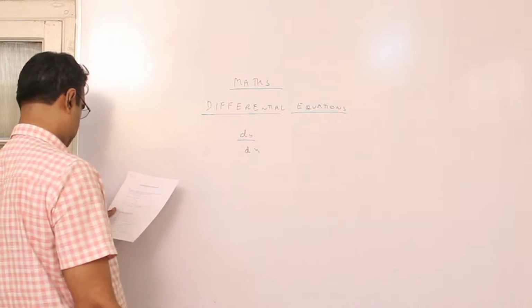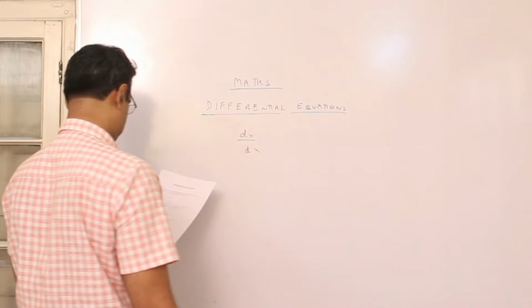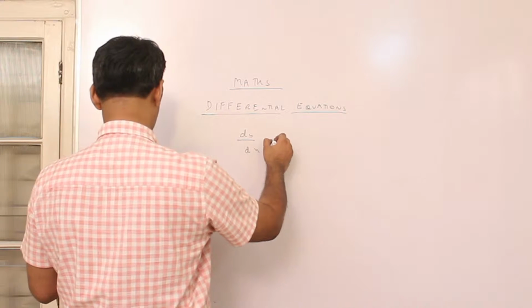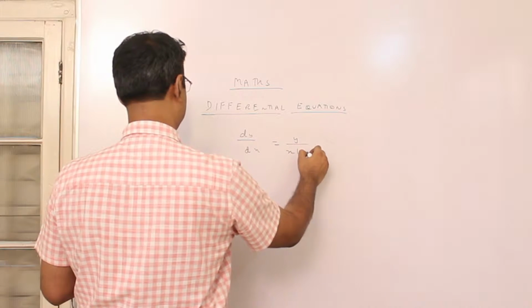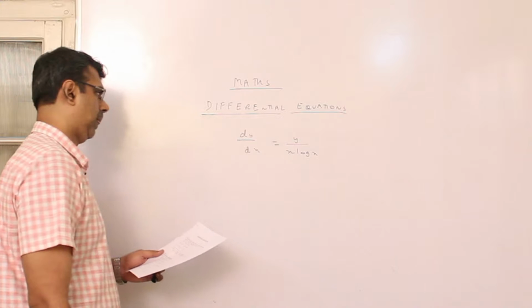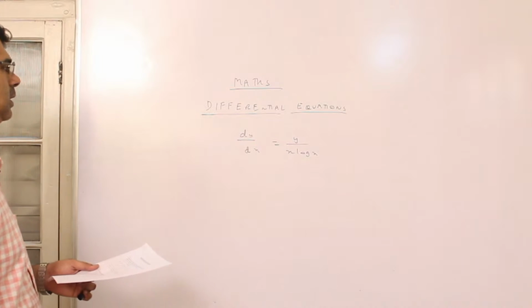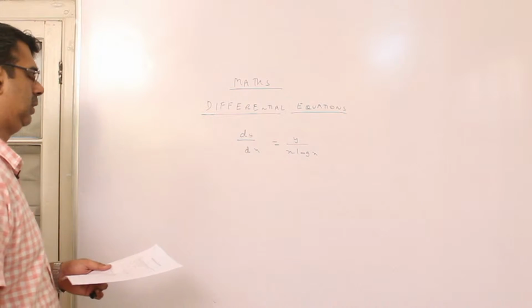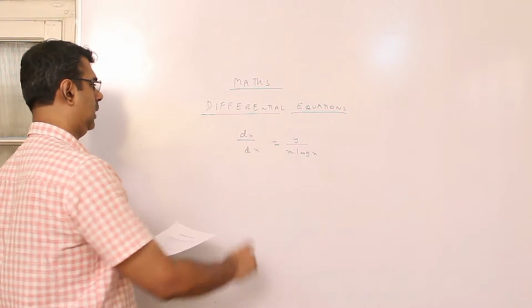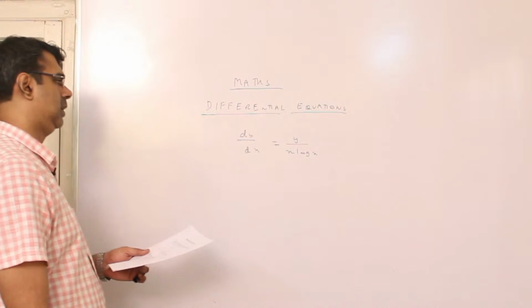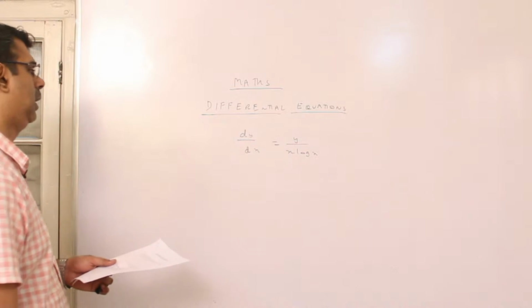For example, suppose you have an equation like this: dy by dx is equal to y divided by x log x. This is called a differential equation because apart from the usual variables x and y, dy by dx itself is a variable which is an unknown.